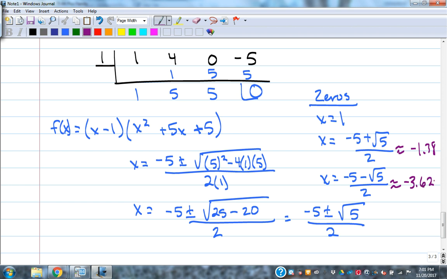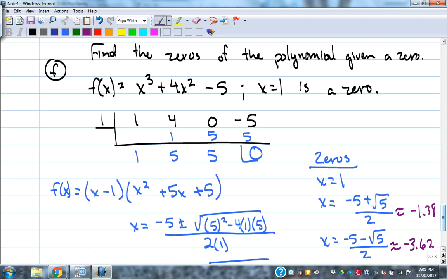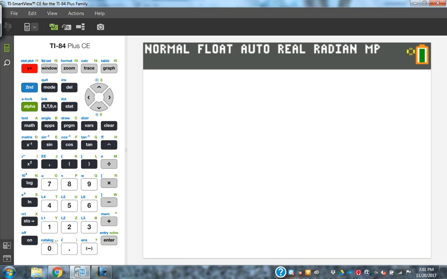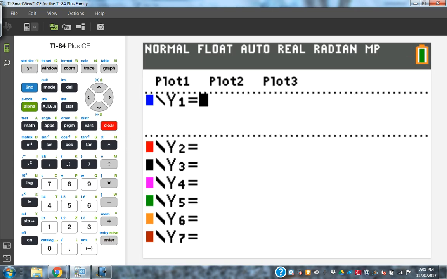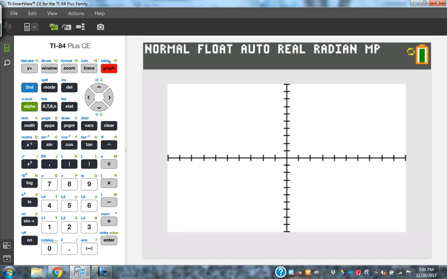I'm getting those decimal approximations so that when I graph this, we know to look close to negative 3 and close to negative 1, and it should be crossing the x-axis there. And also should be crossing at positive 1. So I'm going to graph that original polynomial. Clear this one out. x cubed plus 4x squared minus 5. Hidden graph.